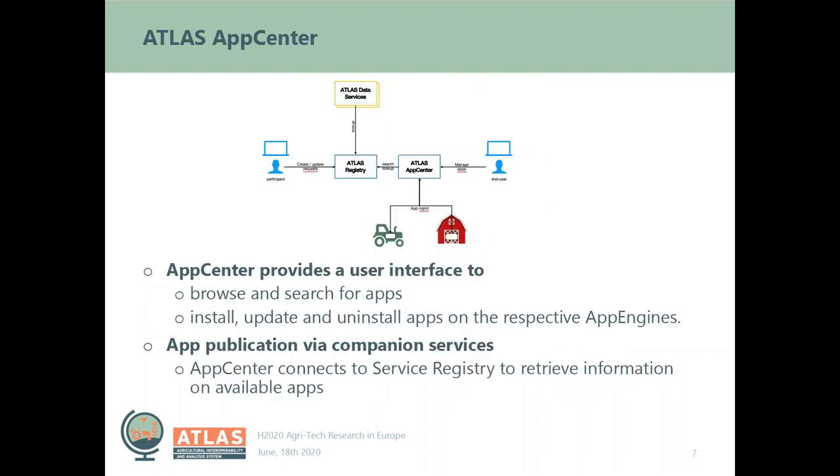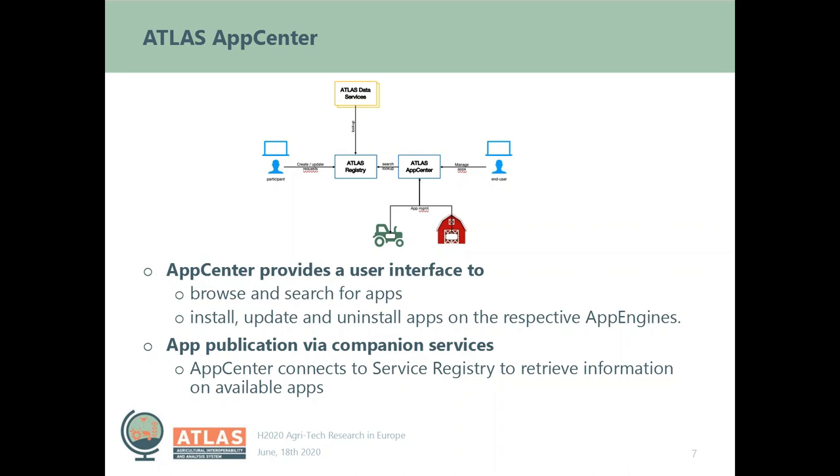Let's come to the other complementary part of the whole network, which is divided into the app center and the app engine. Up here you see a picture again with an Atlas registry and the app center. Here, in these blue boxes, they are separated from each other, but in the end they are very much complementary, because the Atlas app center provides for applications everything that the registry provides for services. So the app center is, for example, browsing and searching for applications, installing, updating, uninstalling, etc.